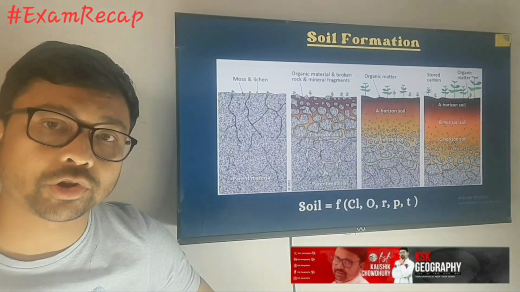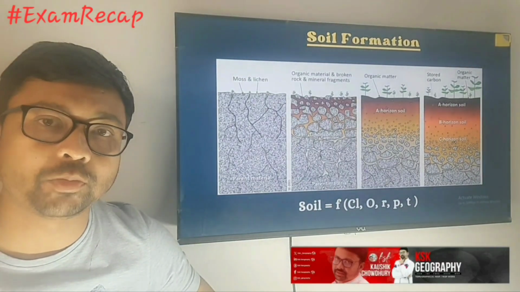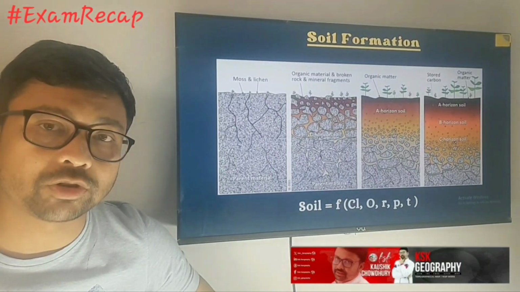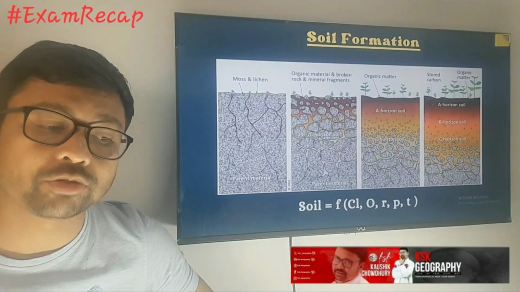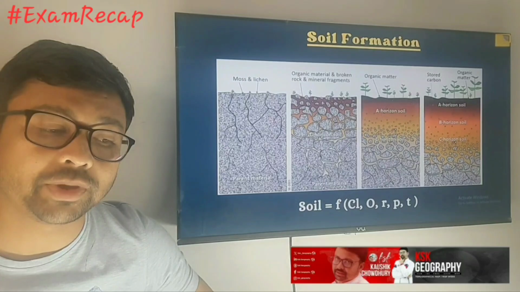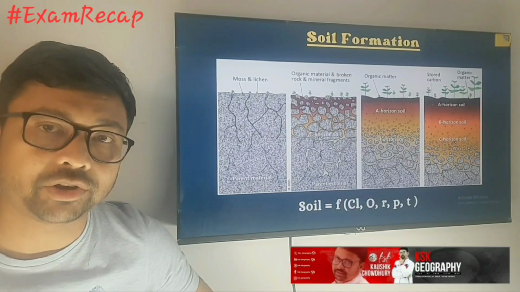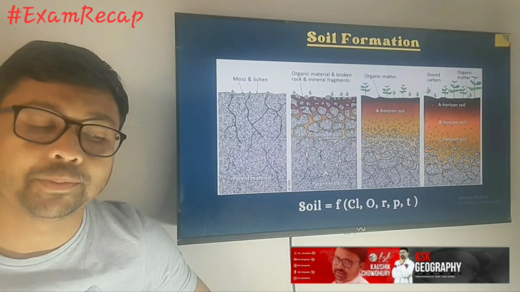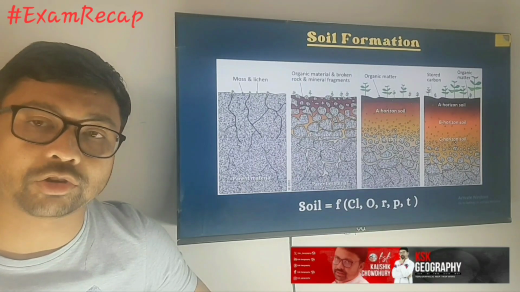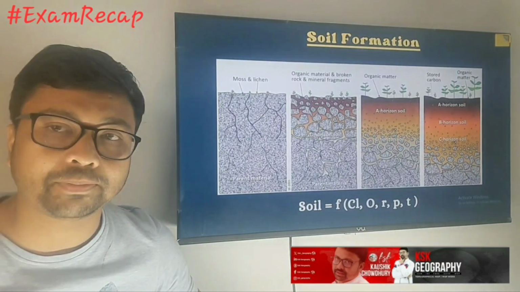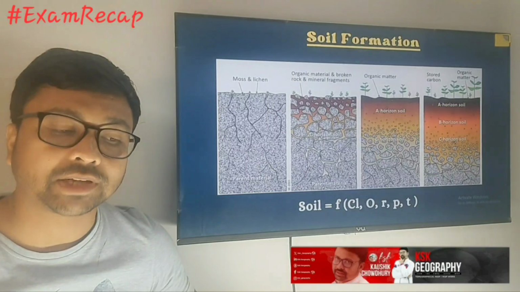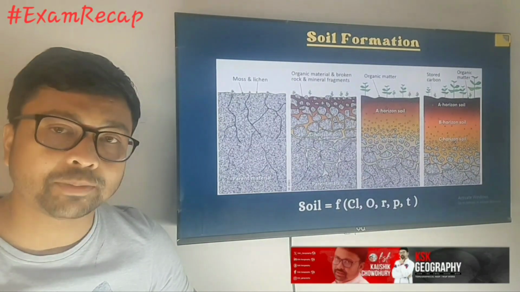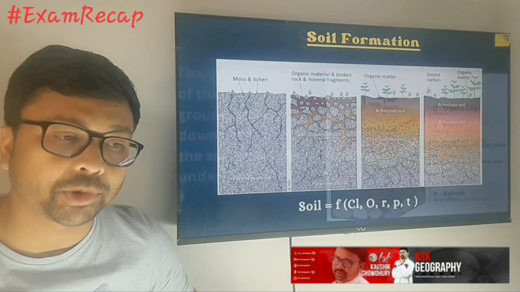Next, relief. Relief plays an important role. If the slope is steeper, the soil formation will be slow, and if the slope is less, you can see the soil formation will be faster. Parent rocks determine the characteristics of the soil. The soil color, texture and minerals all depend on the parent rocks. T means time. Time plays a very important role. As time passes, the soil profile will be completed, and in less time the soil profile will be incomplete.